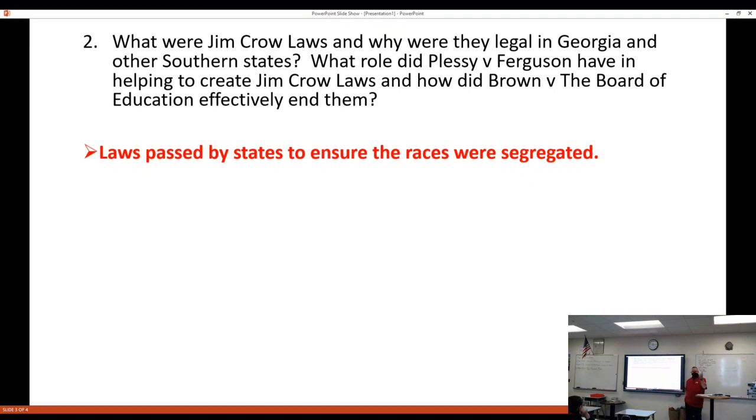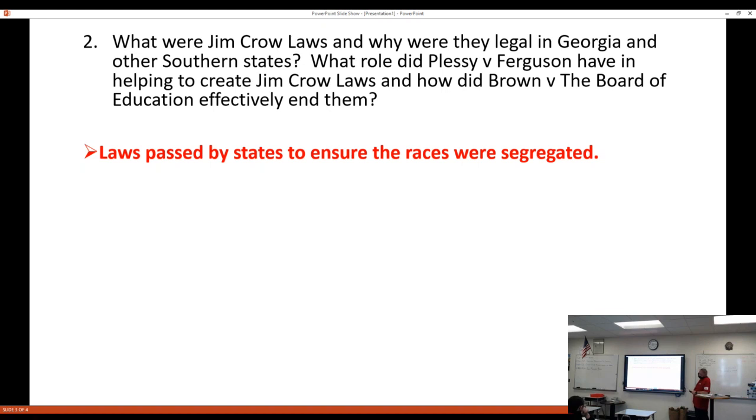Now, how did they do that? The poll tax. Remember that? Can't vote unless you pay the tax. The literacy test. Can't vote unless you can pass the test. And one I didn't talk about, but the property test. What do you think that would be? You can vote only if you own property. Good.